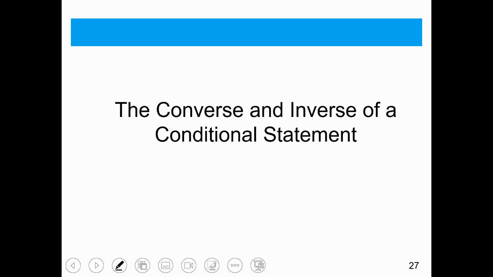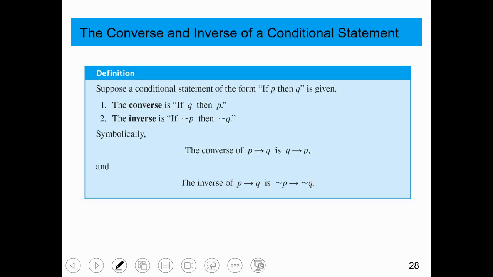Okay, we have some other variations of conditional statements that we should talk about. One is the converse and one is the inverse. So if you have a conditional statement, if P, then Q, then the converse is if Q, then P, where you simply switch P and Q. The inverse is where you don't switch P and Q, but you negate them. So the converse of P implies Q is Q implies P. And the inverse of P implies Q is not P implies not Q.